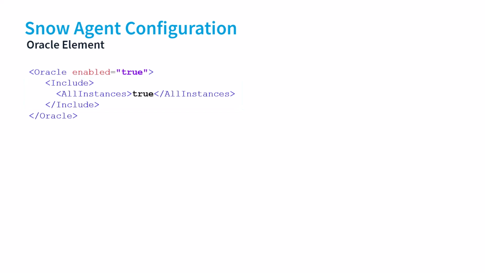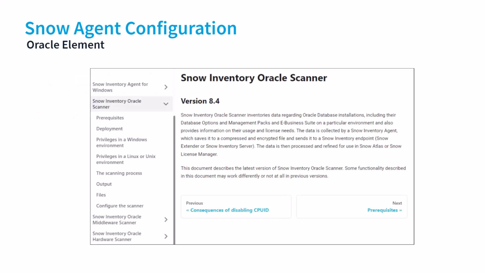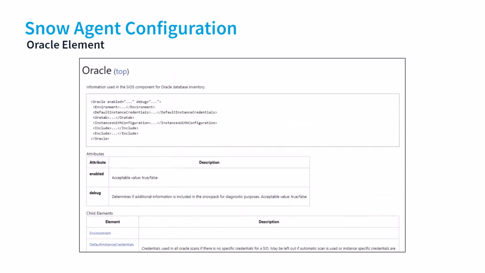In its most simple form, this configuration is all you need to scan an Oracle database, but you can also configure the agent to use a specific username and password to log into the database, include or exclude certain instances, and much more. There is plenty of documentation regarding the Oracle Scanner in the Snow Docs portal in the section Snow Inventory Oracle Scanners, and also in the Inventory Agent Configuration documentation. If you're about to configure an inventory agent to scan an Oracle database, I recommend that you read these articles.